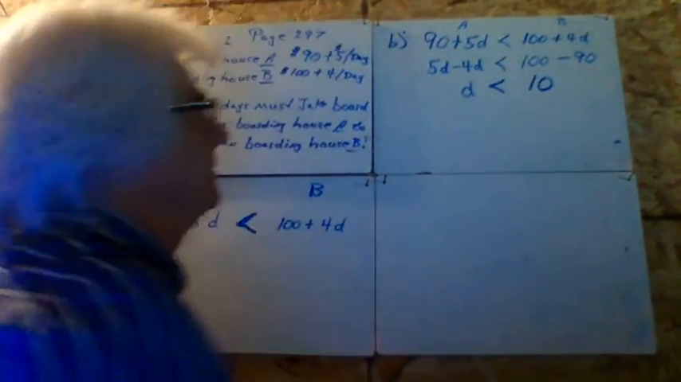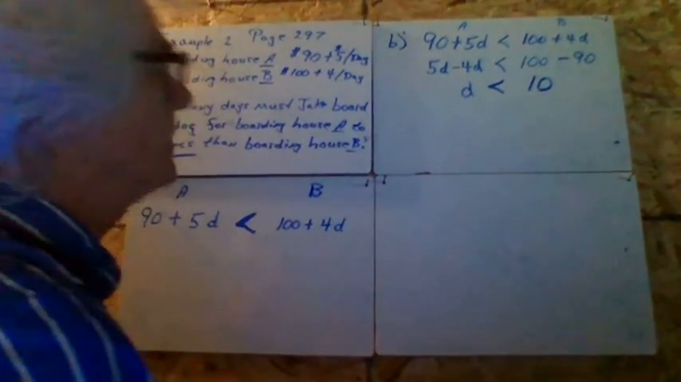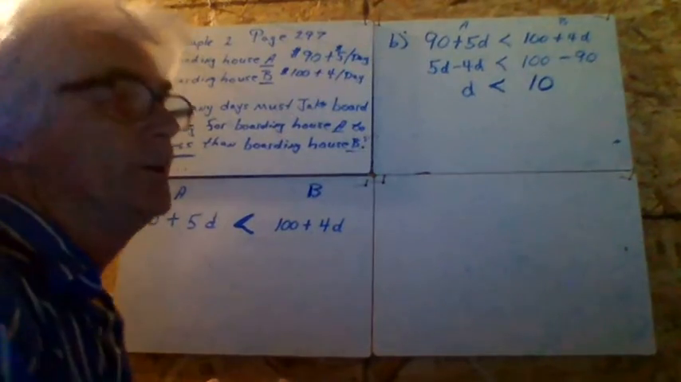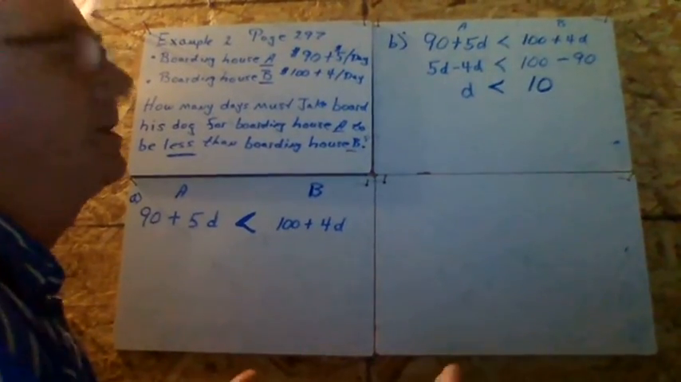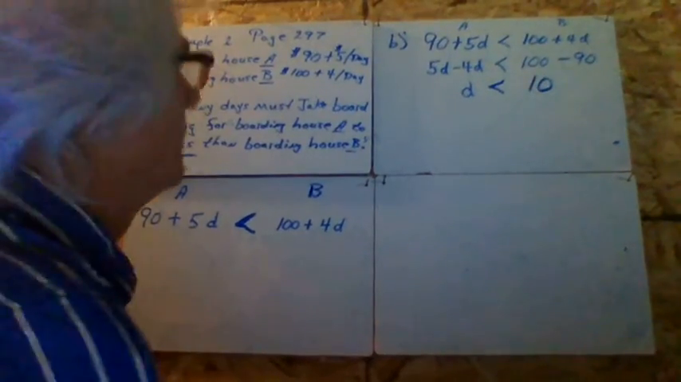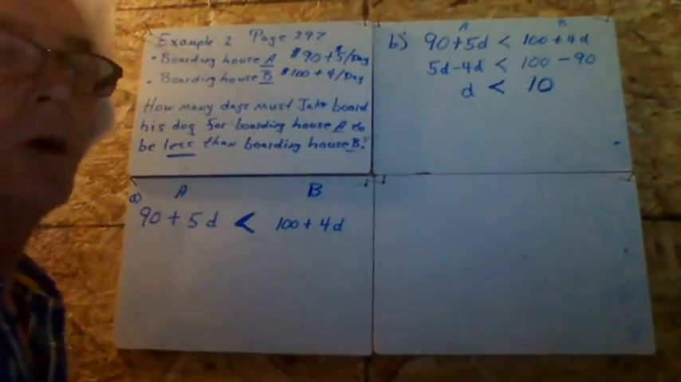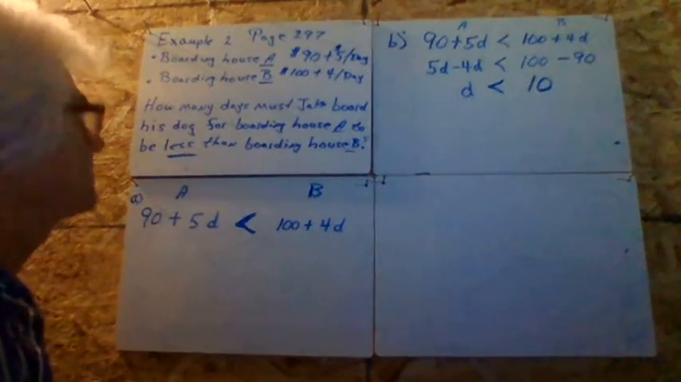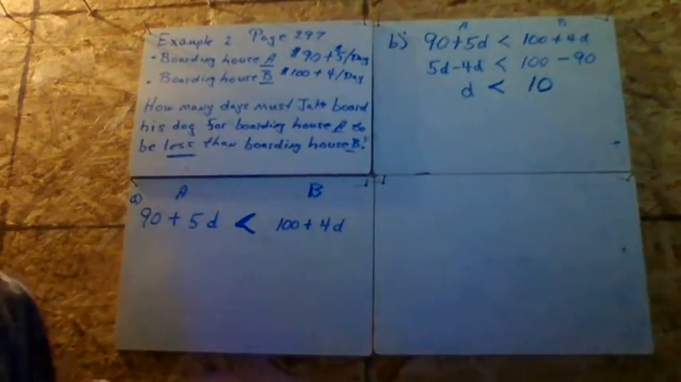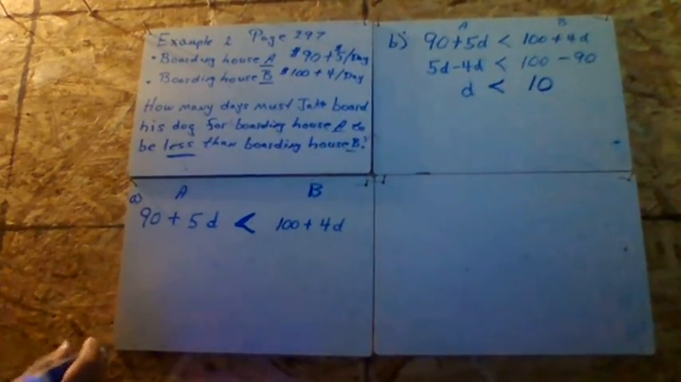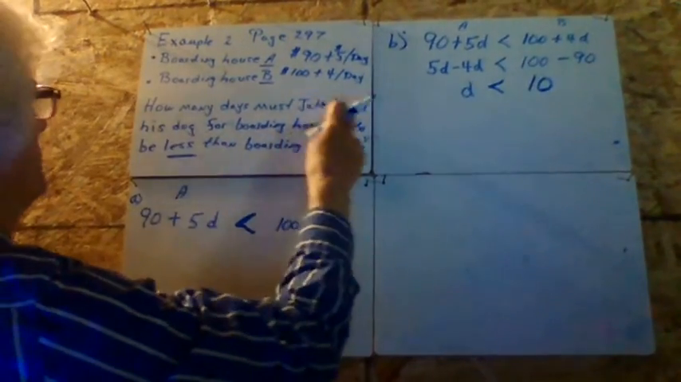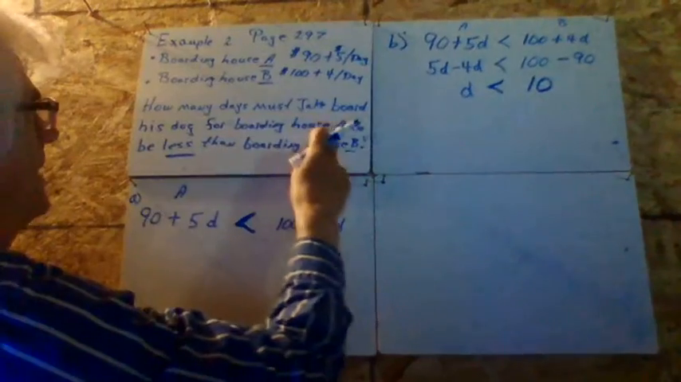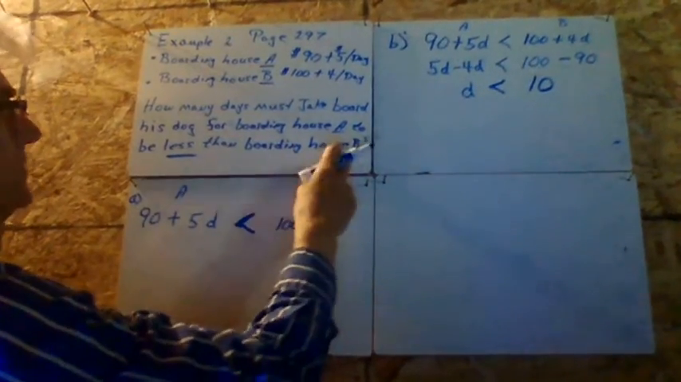Now I need to come back and give this a written answer. Anytime that you're given a written question and asked to answer it, you need to come back and reply with a written answer, just like you would if you were talking to somebody. So, my question is, how many days must Jake board his dog for boarding house A to be less expensive than boarding house B?